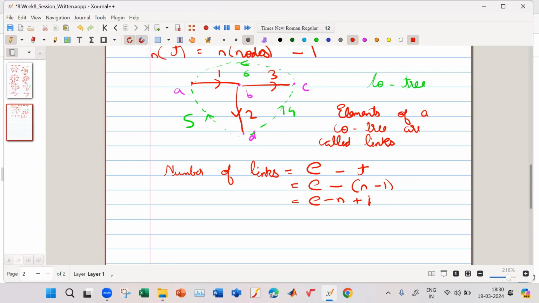Here, how many elements are there? 6. Nodes are 4. So the number of links is 3, which is as per our equation.